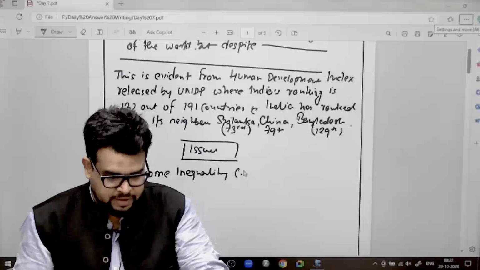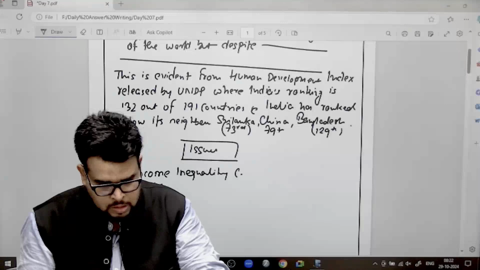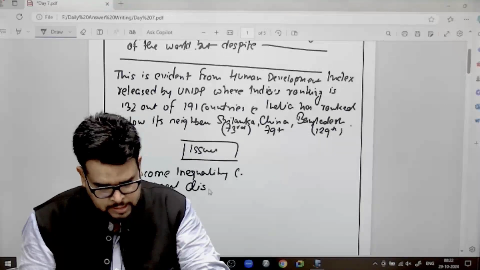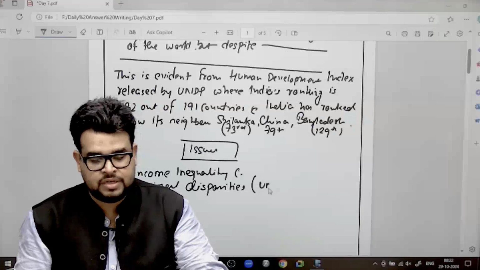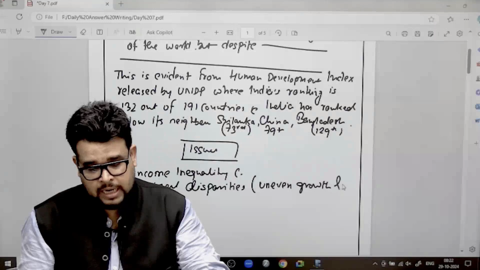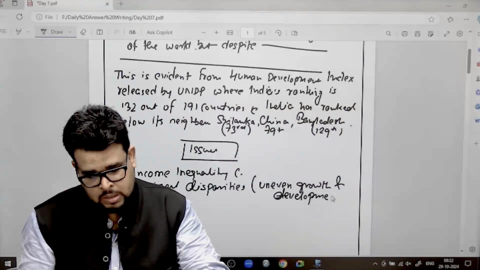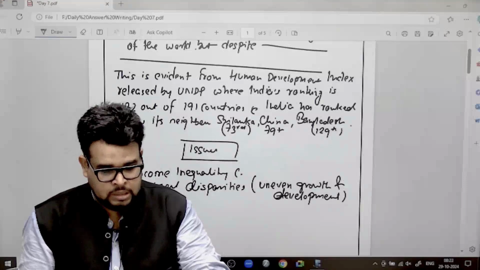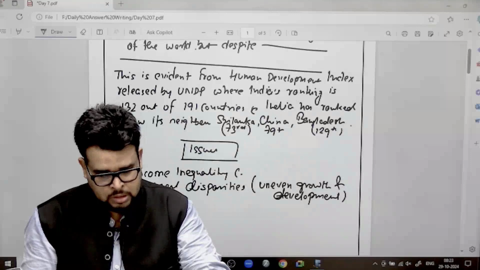Next point you can write here is regional disparity. And why is this regional disparity there? Because of uneven growth and development. Third point here you can write is social exclusion.